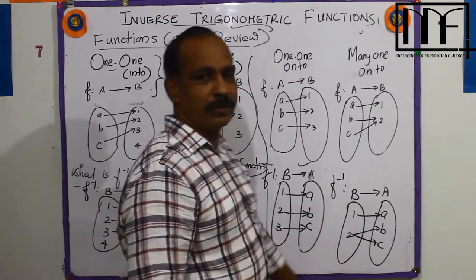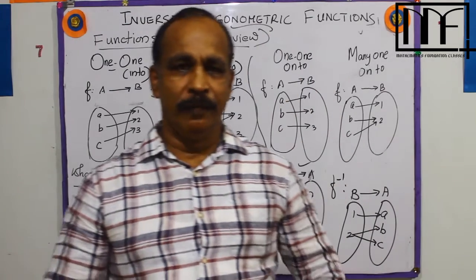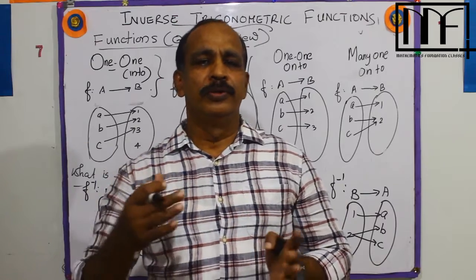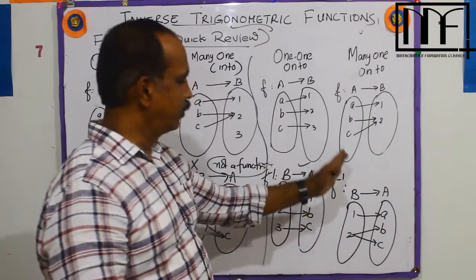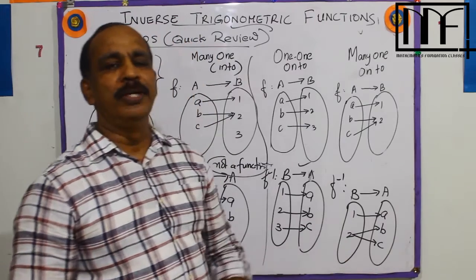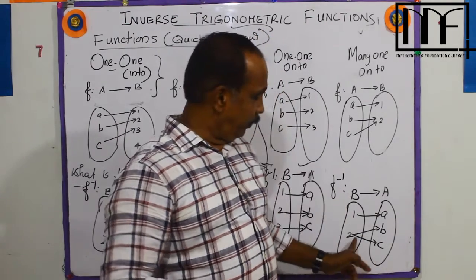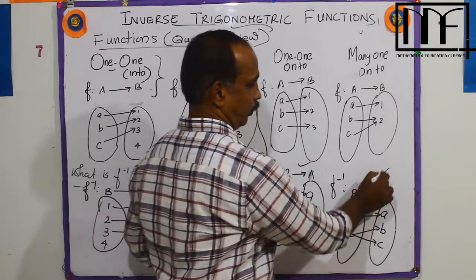So this is also against the condition for a function, because the definition says that a relation from A to B is said to be a function if all the elements have images and no element is having more than one image. Here you can see 2 is having 2 images, which is not allowed. Therefore this is also not possible.